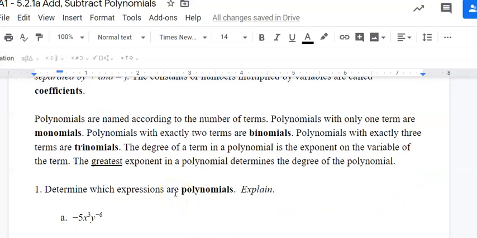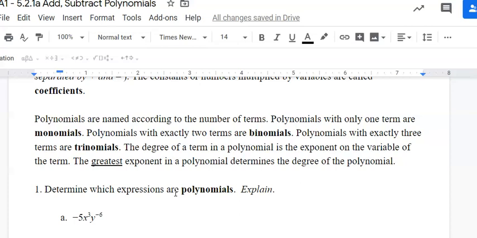Now, polynomials are named according to the number of terms that they have. A polynomial with exactly one term we call a monomial, and a polynomial with 2 terms we call a binomial. Polynomials with exactly 3 terms we call a trinomial. If it's got more than 3 terms, we just call it a polynomial.